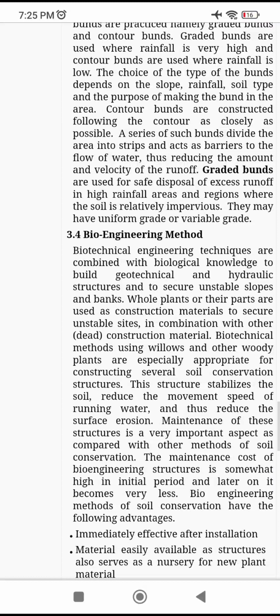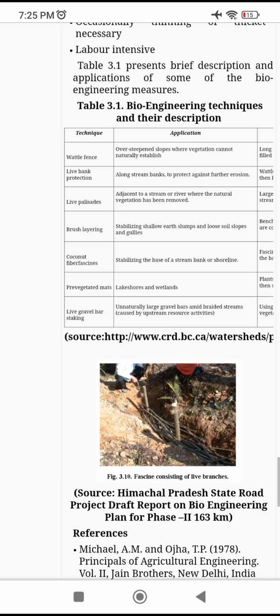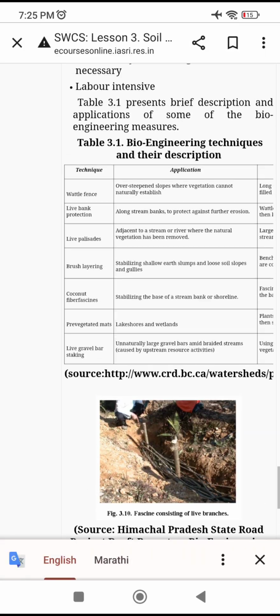Then the bioengineering method. Biotechnical engineering techniques are combined with biological knowledge to build geotechnical and hydraulic structures and to secure unstable slopes and banks. These are bioengineering techniques: wattle fence, leaf bank protection, live palisades, brush layering, coconut fiber fascines, pre-vegetated mats, live gravel bar stacking. These are some of the bioengineering methods.